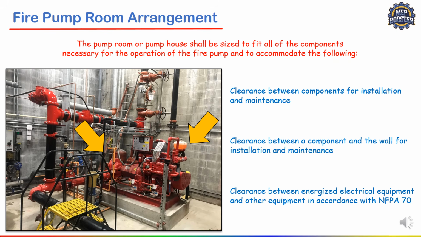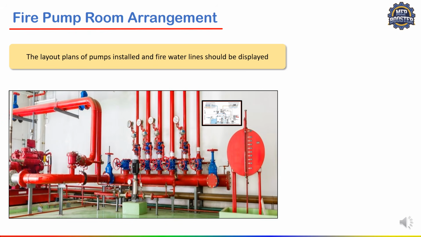So the pump room or pump house, as I told you, shall be sized to fit all of the components necessary for the operation of the fire pump and to accommodate the following conditions. Correct? Now here you can see the layout plans of pumps installed and fire water lines should be displayed. Okay, so remember the fire pump room should be large enough to accommodate the pump motor and ancillary equipment and provide adequate space for maintenance and operation. Okay, so the space should comply with local fire codes and standards.